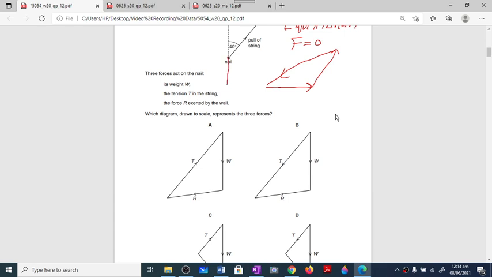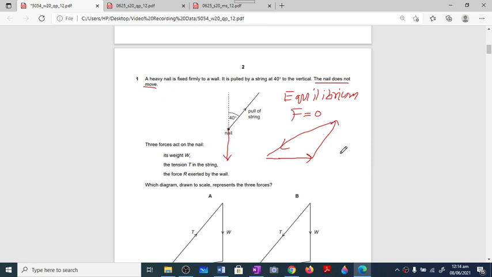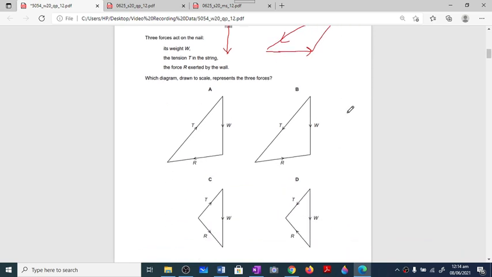Now the weight will act in the downward direction. So which options we will select? We will select options A, B, C, D. Now what about the force of tension? The force of tension is acting in upper direction. So it means that we will skip option B, in which the force of tension is acting in downward direction, and option D. Now we will observe the closed triangle. So the case in which we will get the closed triangle is option A.